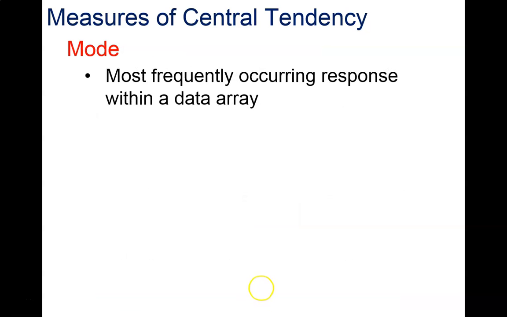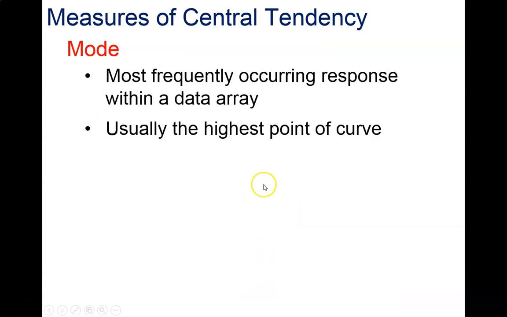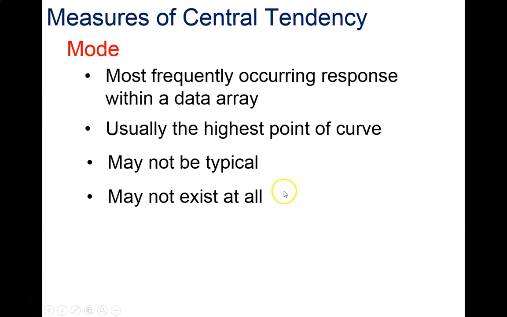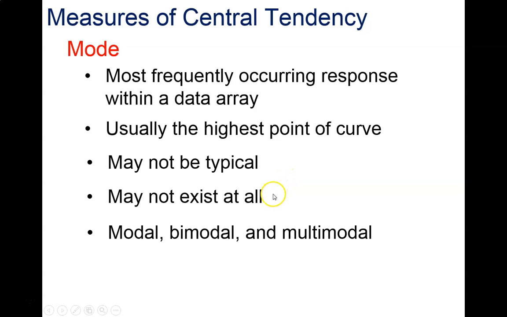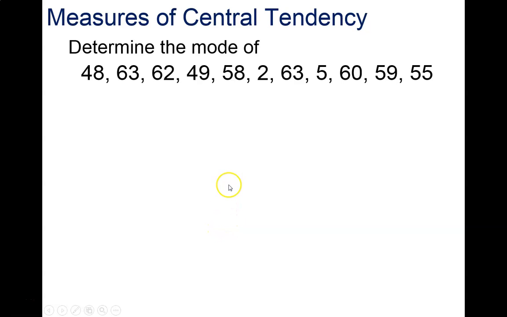Okay, there's the mode, which is the most frequently occurring number in your data set. If you were to graph it, it would be the highest point. It may not be typical. It may not be close to your average. You may not even have a mode. You may have more than one mode. It all depends on the data.